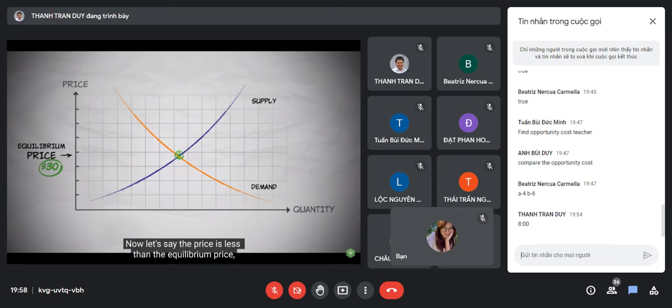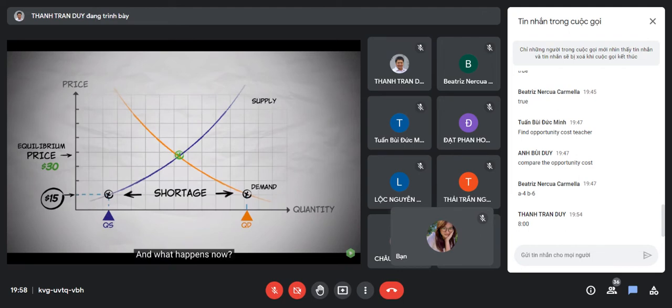Now, let's say the price is less than the equilibrium price, say $15 a barrel. At $15 a barrel, the quantity demanded exceeds the quantity supplied. A shortage. And what happens now?